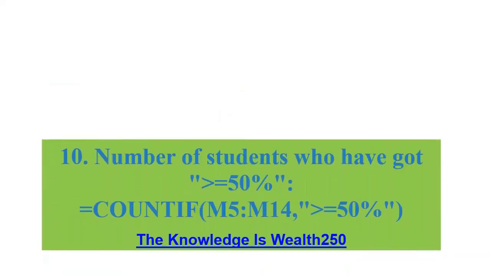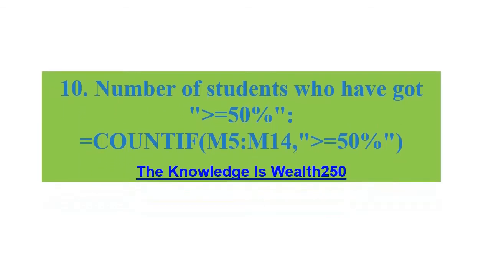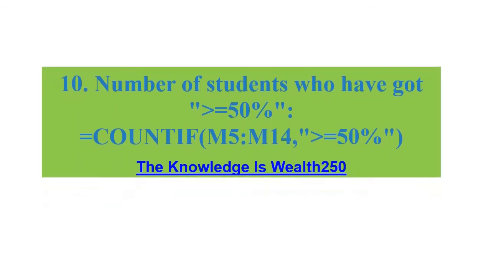Okay, so formula number 10 is the calculation of the number of students who have got greater than or equal to 50%. In general, we are going to calculate the number of students who have passed our exam, who have got greater than or equal to 50%. By using our table also, we are going to see how this formula is calculated. Okay, so watch it here.